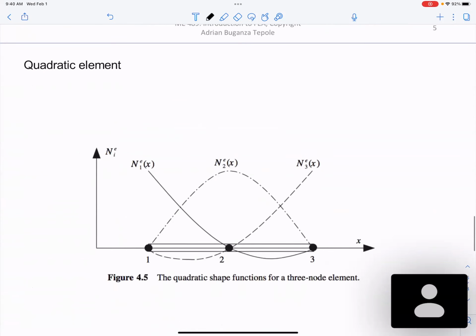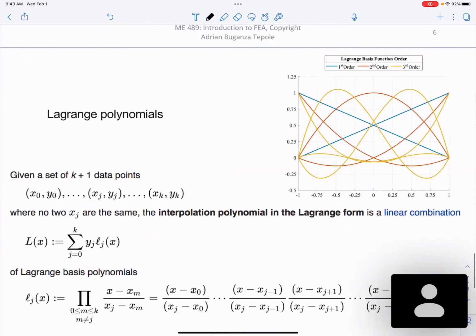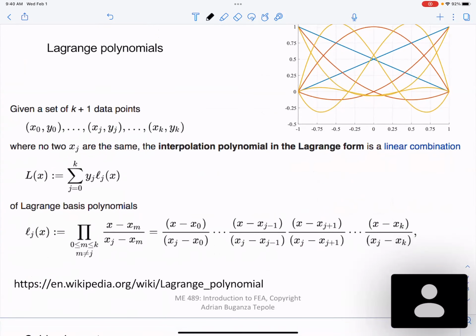Then we introduced the quadratic element at the end of last week. These are the 3 shape functions. The general way of making the Lagrange polynomials, and this is from Wikipedia, is you multiply all the terms where you want it to be 0, and then you divide by the corresponding normalizing factor so that you get 1 at the desired location. And that's it. That's how we defined the linear and quadratic.